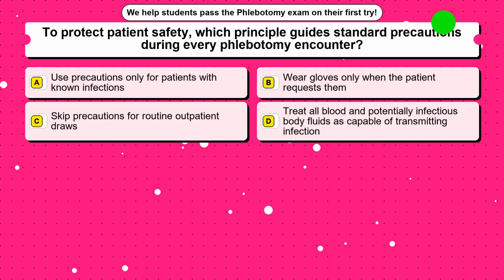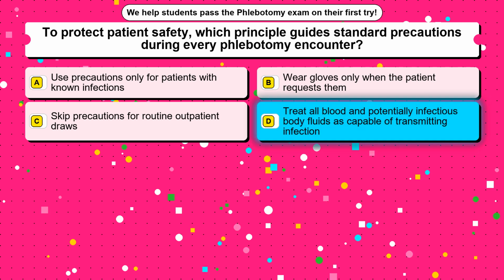Question 12. To protect patient safety, which principle guides standard precautions during every phlebotomy encounter? Option A. Use precautions only for patients with known infections. Option B. Wear gloves only when the patient requests them. Option C. Skip precautions for routine outpatient draws. Option D. Treat all blood and potentially infectious body fluids as capable of transmitting infection.